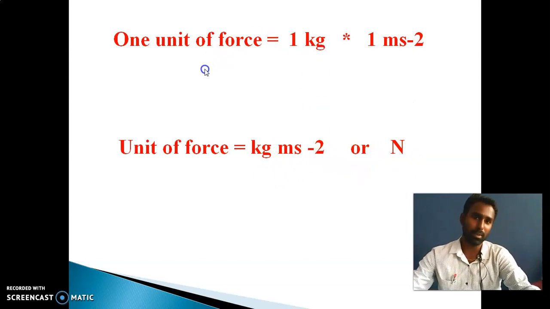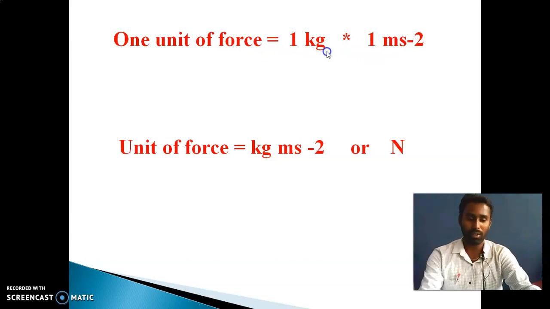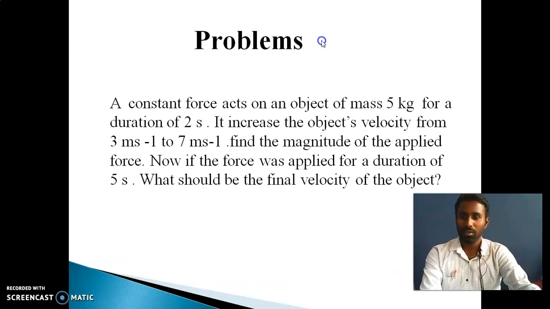So 1 unit of force is nothing but everything being one, if you consider only one quantity, 1 kilogram and 1 meter per second power minus 2. This is 1 unit of force. Based on that, here we are going to see a few problems.